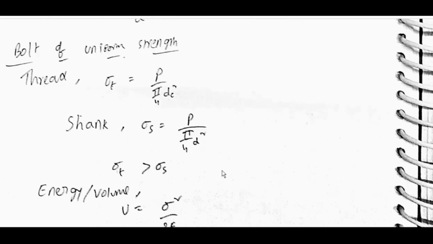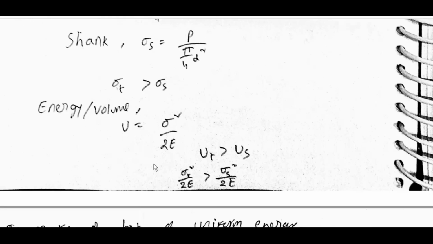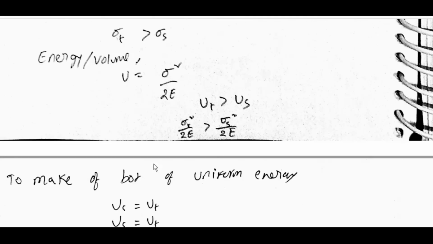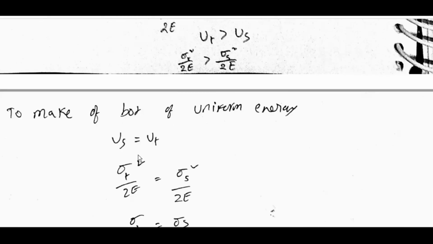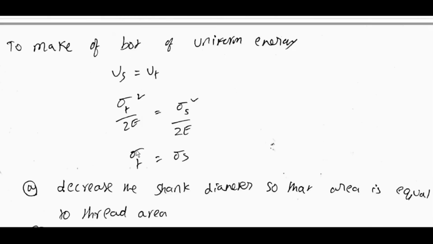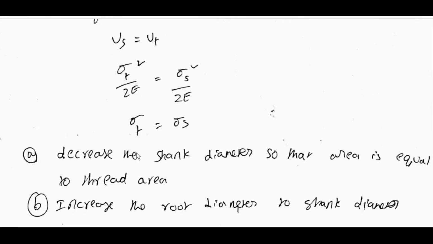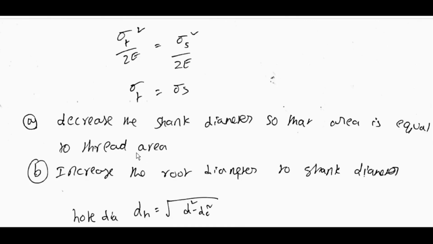Bolt of uniform strength: thread sigma t is equal to P by pi by 4 dc square, shank sigma s is equal to P by pi by 4 d square, sigma t greater than sigma s. Energy per unit volume U is equal to sigma square by 2E. U t greater than U s, since sigma t square by 2E is greater than sigma s square by 2E. To make the bolt of uniform energy, U s is equal to U t, sigma t square by 2E is equal to sigma s square by 2E, sigma t is equal to sigma s.